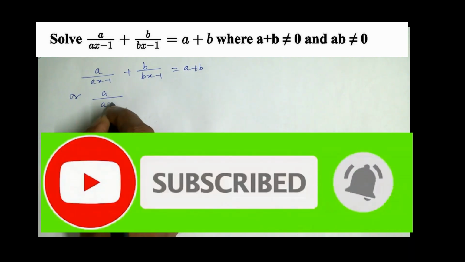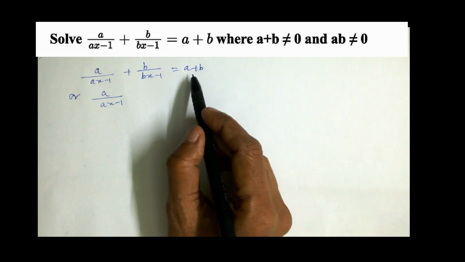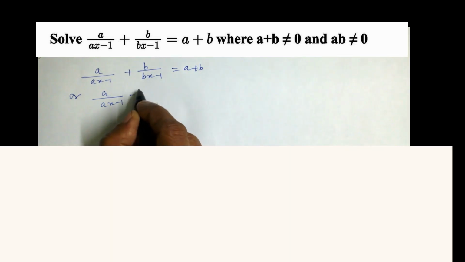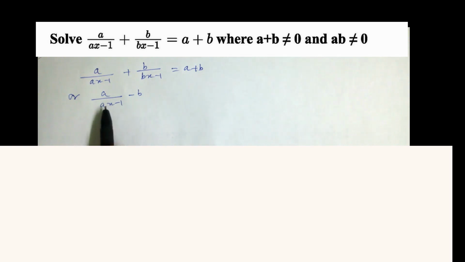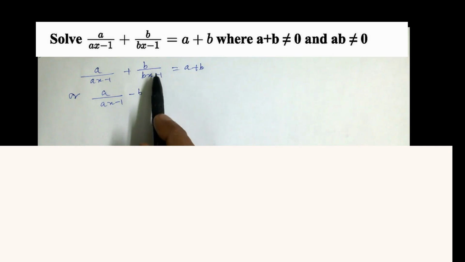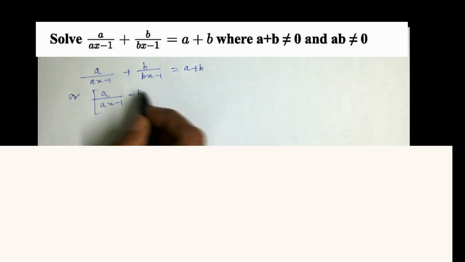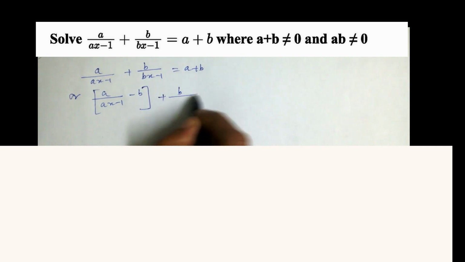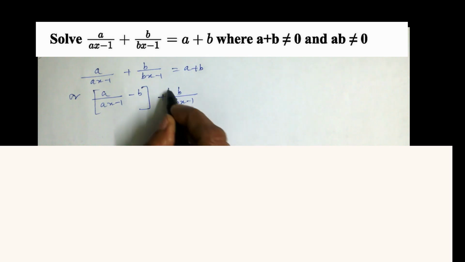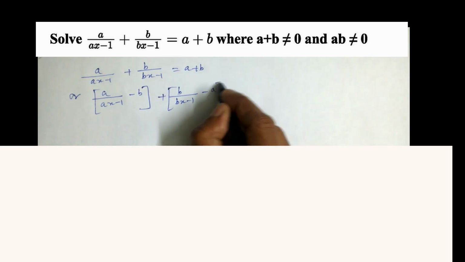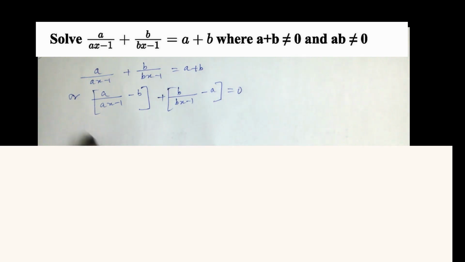a by ax minus 1. If we transpose a and b to the left and write this way, watch this. If we simplify, a minus abx plus b. In the case of this fraction, b by bx minus 1 minus a, we may have similarity in the numerator. Now let's proceed. Plus b by bx minus 1 minus a, right hand side, that is equal to 0.